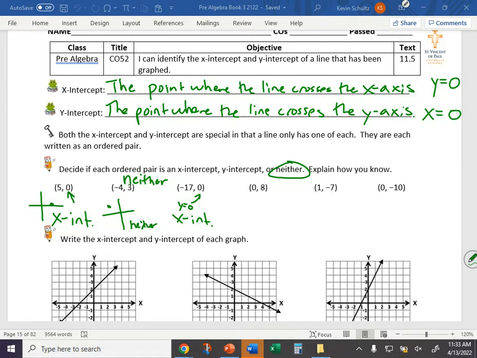Yes, Jack. So instead of neither, can I just write N? No. Write the word. Can you write no? Write neither.